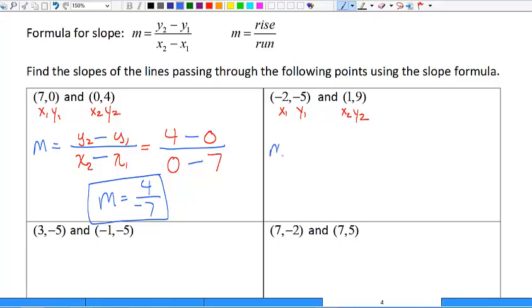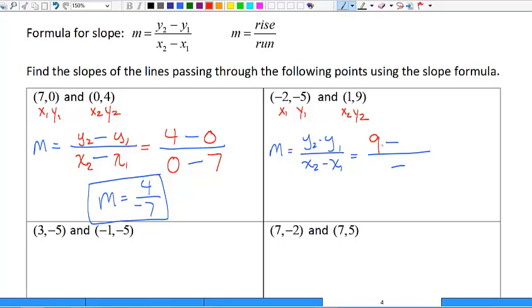Okay, again, x1, y1, x2, y2. I'm going to write out my formula. y2 minus y1 over x2 minus x1. You will need to memorize this formula, so you might consider writing it out in every single problem. After you write it out that many times, hopefully you'll have it memorized.